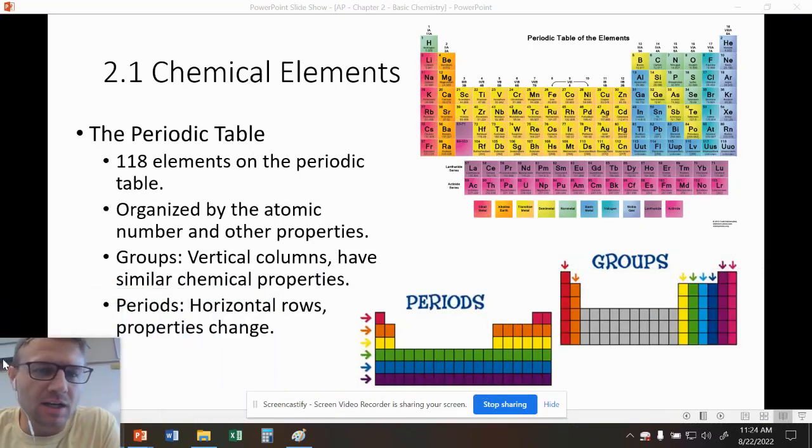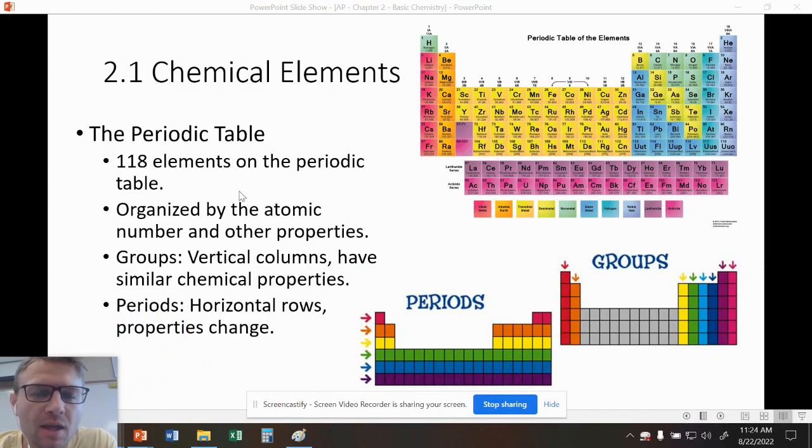One thing I want to add in here with the periodic table: there are 118 elements on the periodic table, and they're organized by the atomic number and their properties. So we start here with one, hydrogen, two with helium, three with lithium, four with beryllium, and I'm not going to go through all of them, but you can see as we go down the periodic table, we're increasing in the atomic number. And remember, the atomic number represents the number of protons in the nucleus.